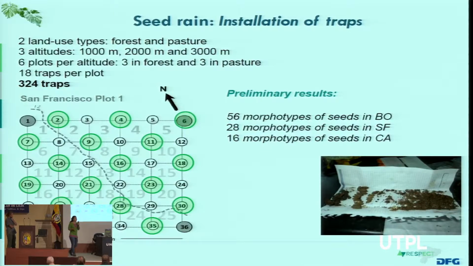So as a small piece of data about our results, we have a lot of morphotypes. We are spending a lot of time trying to identify and separate seeds and also seedlings. In this case, we have more or less 100 morphotypes, with more morphotype species in Bombuscaro, which is the forest located at the lower elevation.